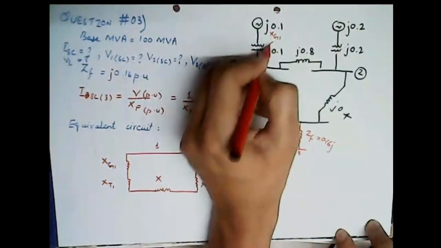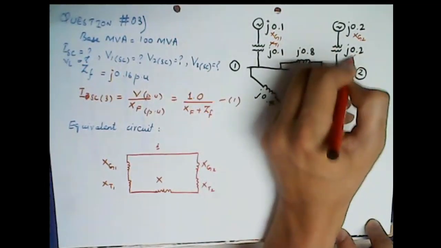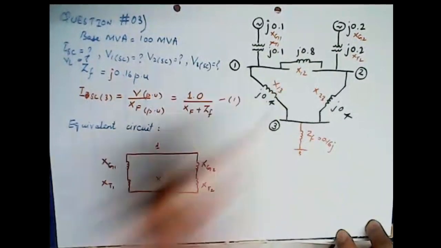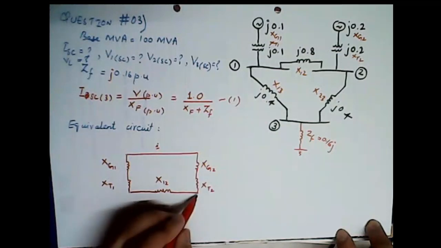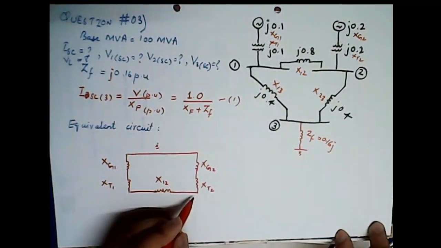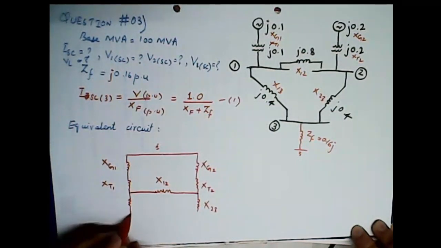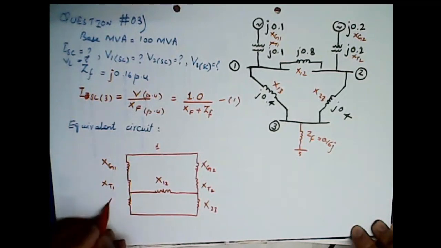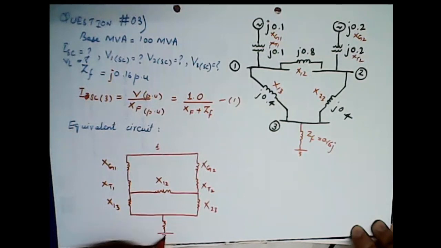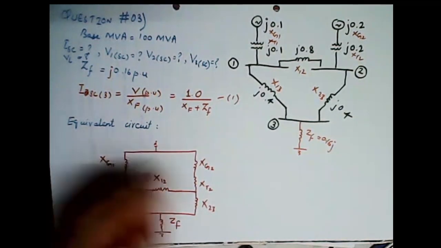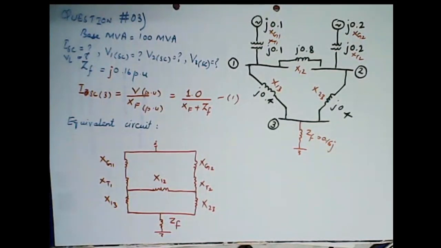We have this one as xg1, xt1, xg2, xt2, let's name it as x12, x23, x13, right? So x12, and then we have x23, x13, and finally we have this ZF, right? Now here you can see that this circuit is a bit complex. Why? Because these impedances can be simplified, but after one step we need to solve out the star delta interconnection.